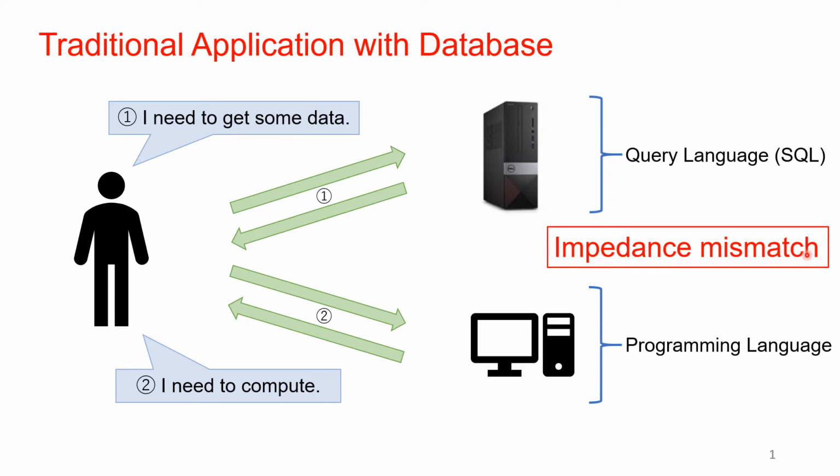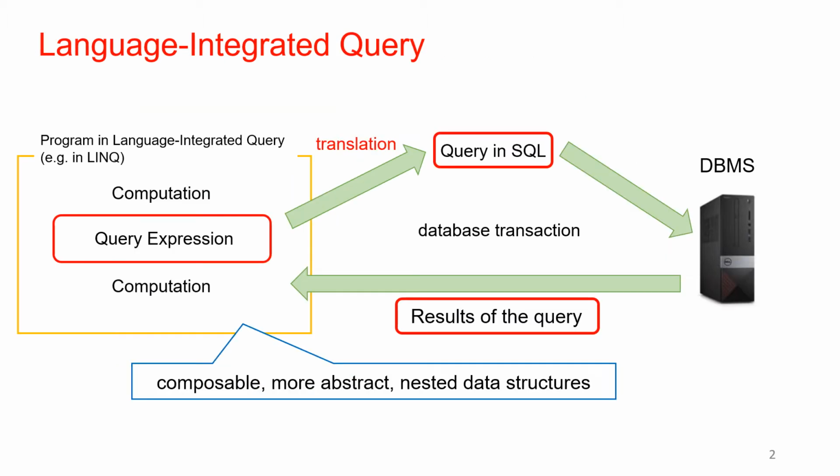This is where the language integrated query comes in. Language integrated query integrates a database query language with a programming language. A typical example is Microsoft LINQ. It takes the LINQ to SQL approach, namely a query expression in a LINQ program is translated to an SQL query, sent to the database management system, and gets the result to continue computation.